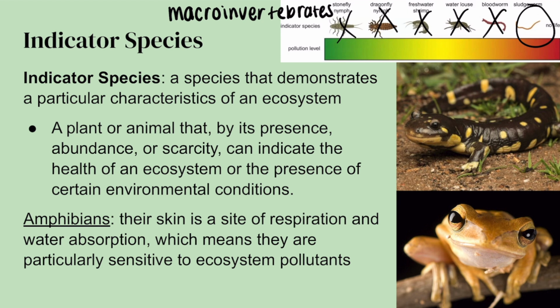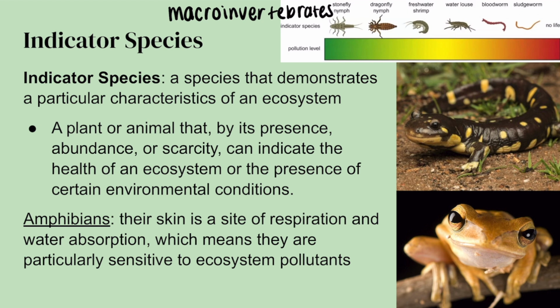So indicator species can be used to check for the health of an ecosystem over time. So if you're looking at a specific pond, for example, that should have stonefly nymphs and dragonfly nymphs and freshwater shrimp, and then we see those disappear or really drastically reduce in number, that's generally an indicator that something is going wrong in that particular area.